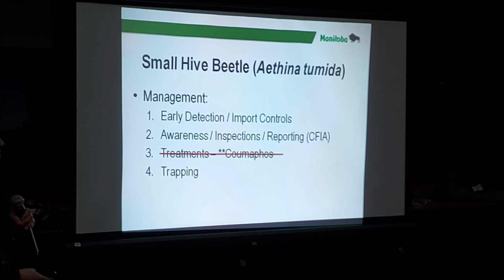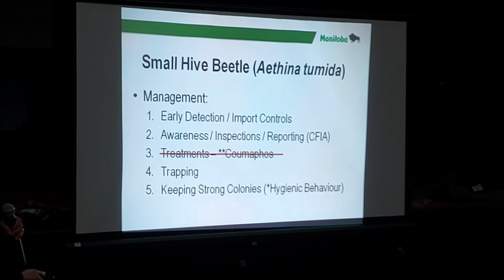There's really no other registered treatments right now for small hive beetle, although there are a whole bunch of commercially available traps that can be purchased. Some of them are quite cheap. There are these beetle sheets that you can buy that I think are about 5 cents a sheet. Keeping strong colonies also really helps with a lot of different things, but strong colonies can actually remove small hive beetle larvae from the colony. Breeding for hygienic behavior can also really help as well.